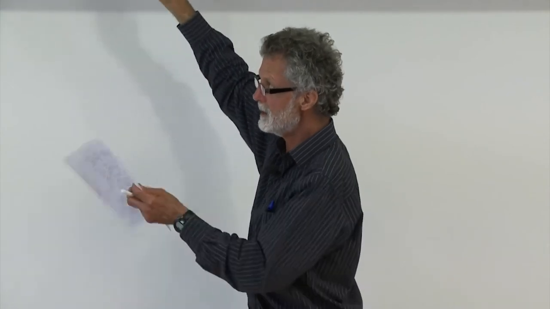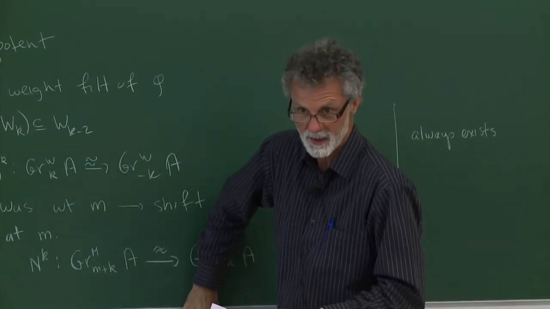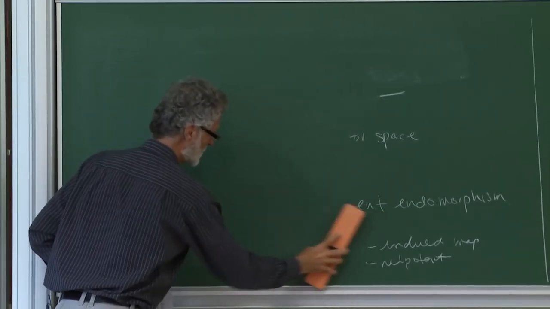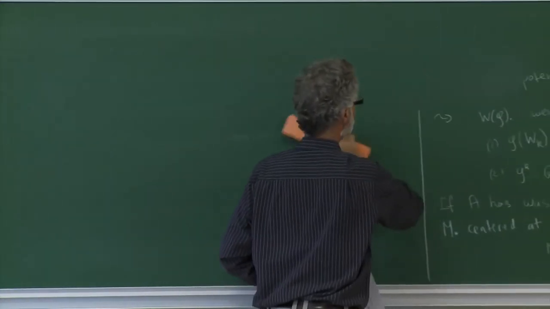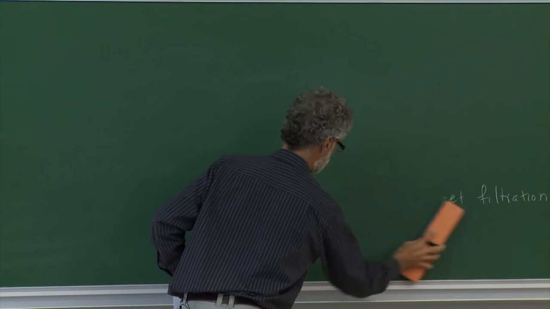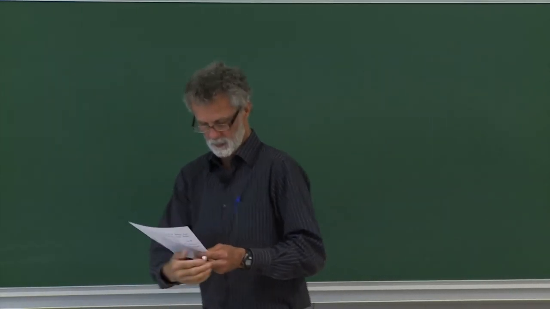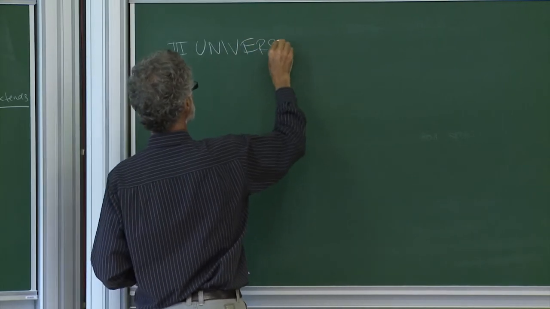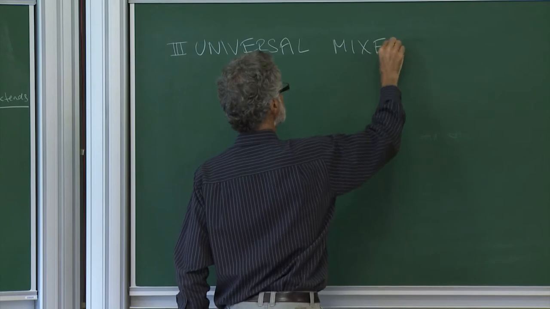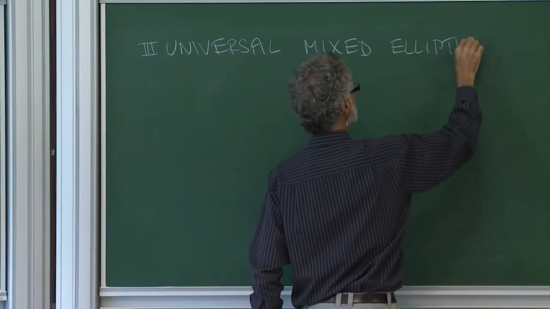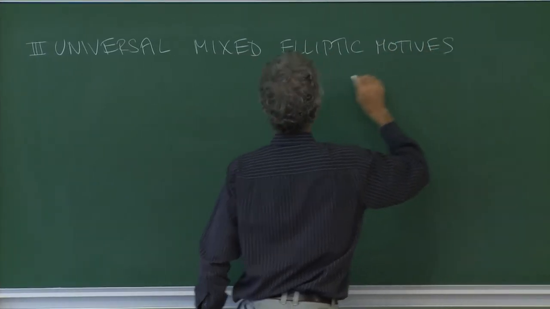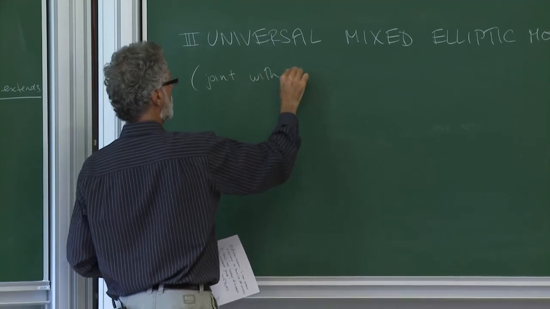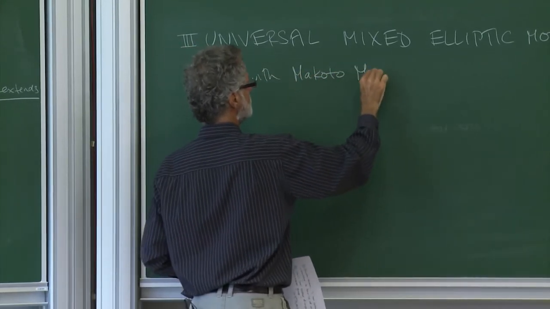All right, so now I can define universal mixed elliptic motives, finally. And to do that, I needed the notion of a variation of mixed Hodge structure and relative weight filtration and so on. And I thought that would be a bad place to start the first lecture. Or it would have been. And I'll remind you that this is joint work with Makoto Matsumoto.